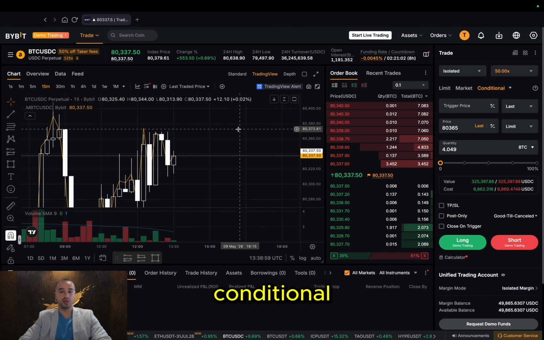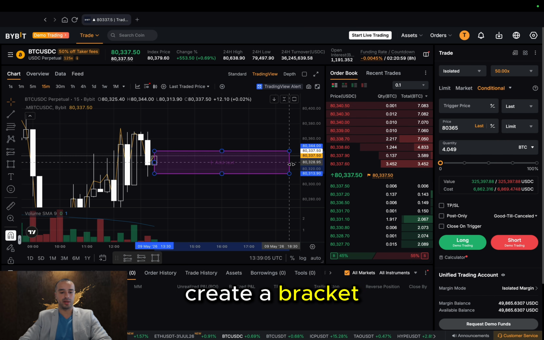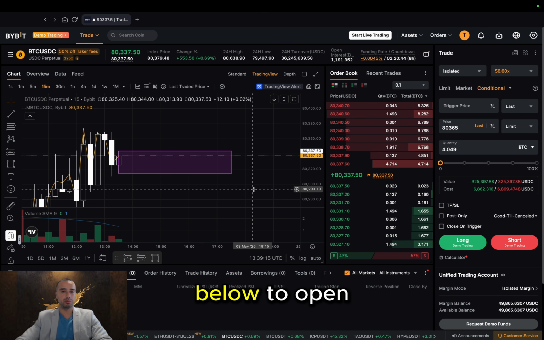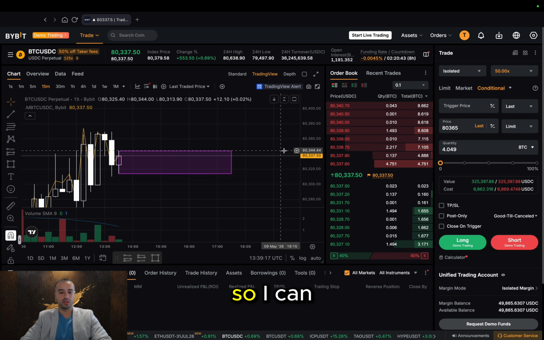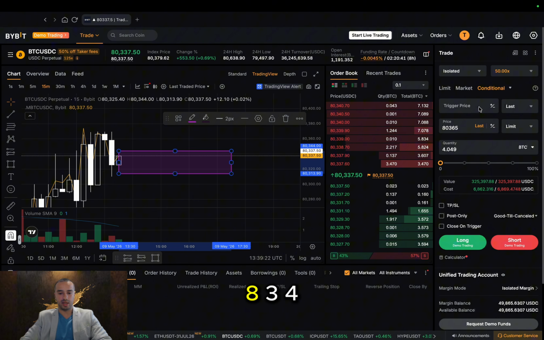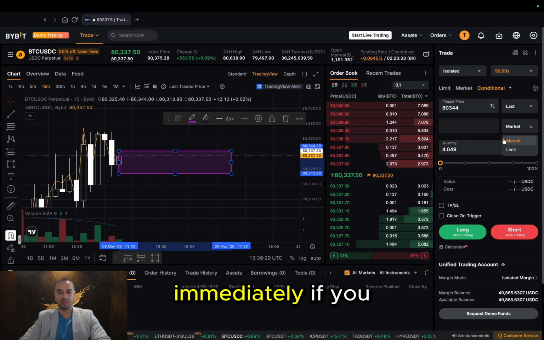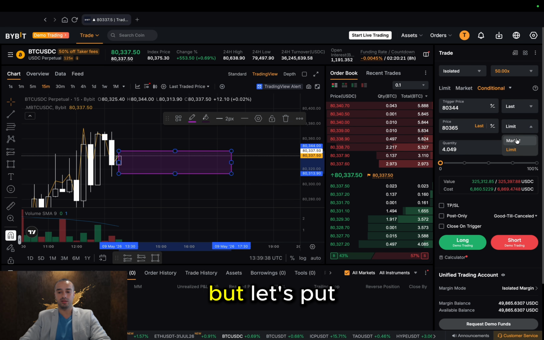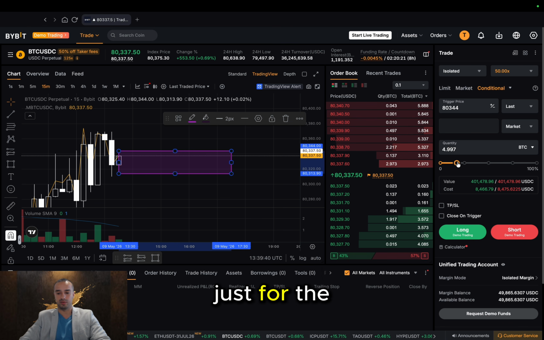How to use conditional. I want to create a bracket here, and when price goes above or below, to open a position. So I can say the price here is 8344. I want to use market order, so it opens immediately. If you add a limit order, as soon as it goes above this price, it will trigger and set the limit order at the amount you add. But let's put a market order, just for the sake of the example.